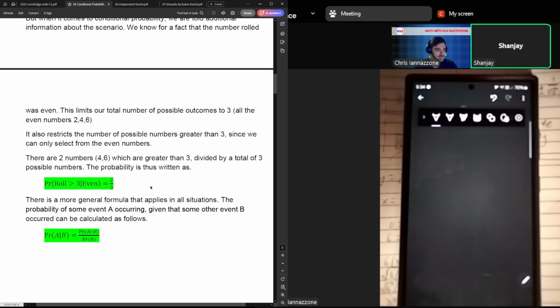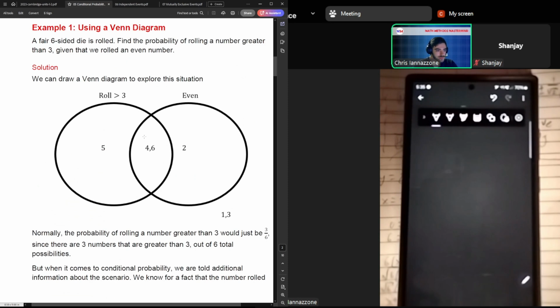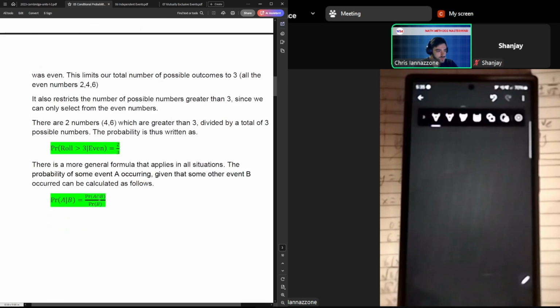Yep. Sweet. As far as a formula for how that works, any generic A given B can be found by finding the intersection and then dividing by the probability of your conditional. And that's exactly what we did. We had our intersection, which was here, and then the conditional, which was all of that. I've just written it in terms of the probabilities of each of those things occurring rather than the raw number of those things occurring.